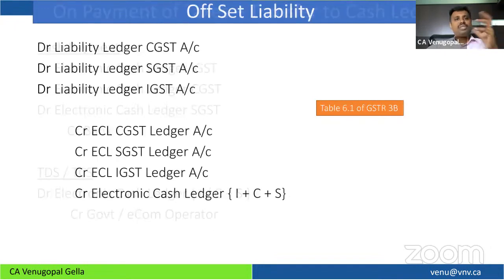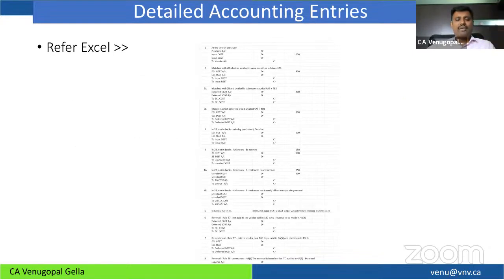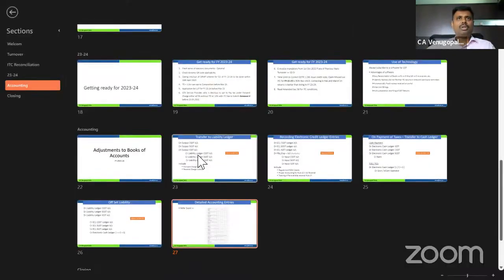After you do the offset in 3B, basis your offset, you will debit your liability ledger and credit your GST credit ledgers. Now, I have given you this in a small way. Someone can also do it in a very detailed way.